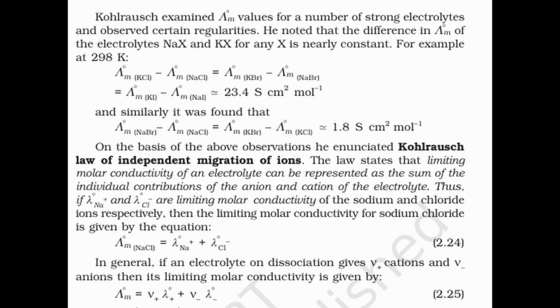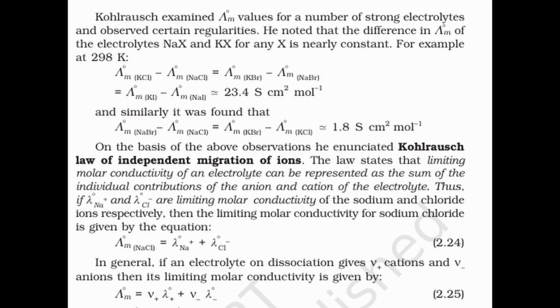Kohlrausch studied the limiting molar conductivities of strong electrolytes and observed that each ion contributes independently to the total molar conductivity. This observation is known as Kohlrausch's law of independent migration of ions. According to this law, the limiting molar conductivity of an electrolyte is equal to the sum of the limiting molar conductivities of its constituent ions. This law is extremely useful, especially for weak electrolytes.